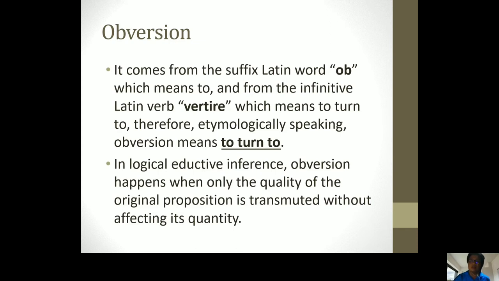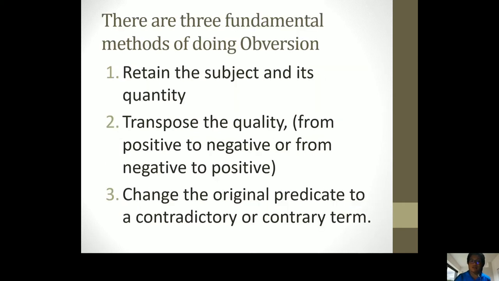In conversion, what we did is you're not going to change the quantity and you're not going to change the quality. When we say aversion, what you're going to do is change the quality, meaning to say you're not going to move the subject or the predicate, but you're going to change your copula. If that is positive, you're going to make it negative, or affirmative to negative, negative to affirmative. Okay. There are three fundamental methods of doing aversion. First, retain the subject and its quantity from your previous proposition to your conclusion. Then transpose the quality of your copula from positive to negative, or from negative to positive.